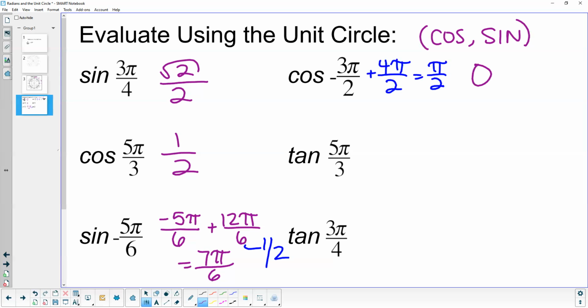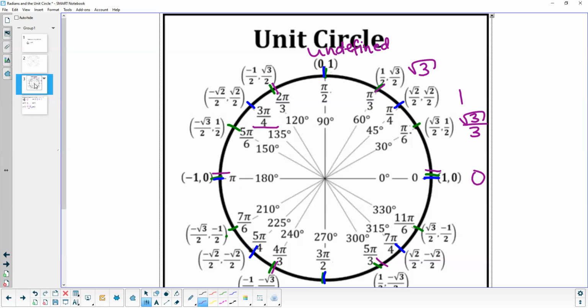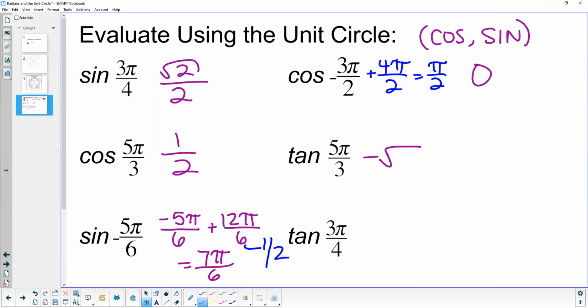Then for our tangent values, it's going to be just like it was before: y divided by x, or sine divided by cosine, or opposite over adjacent. But we're going to find that value. So we have 5 pi over 3. Our 5 pi over 3 is down here. It's got a positive and a negative, so it looks the same as this one, but positive and negative. So it's a negative root 3, and that makes this one a negative root 3.